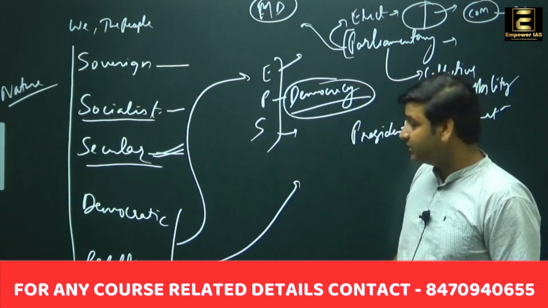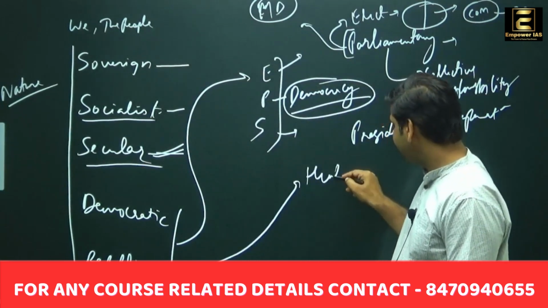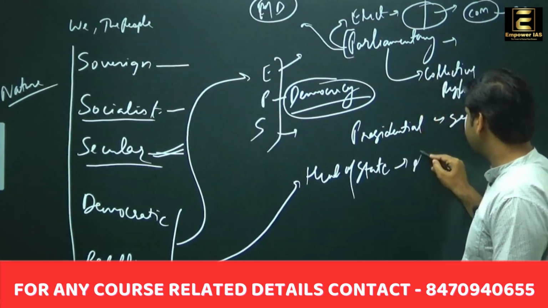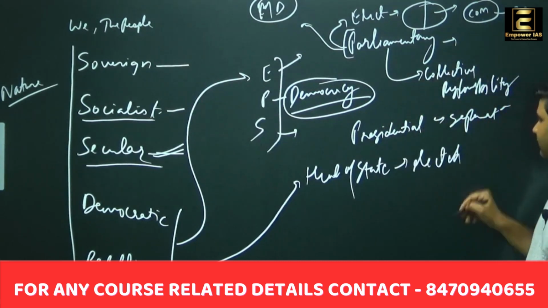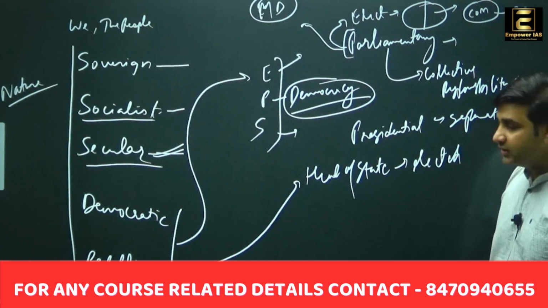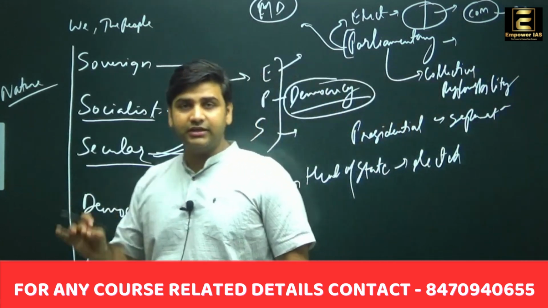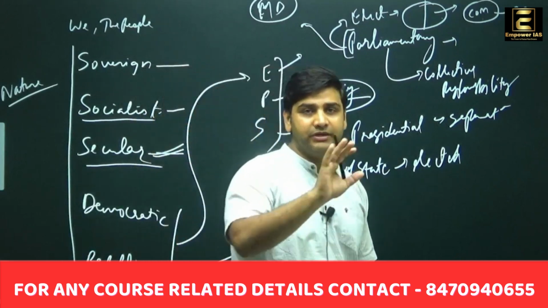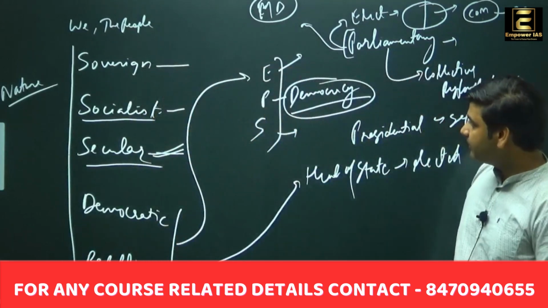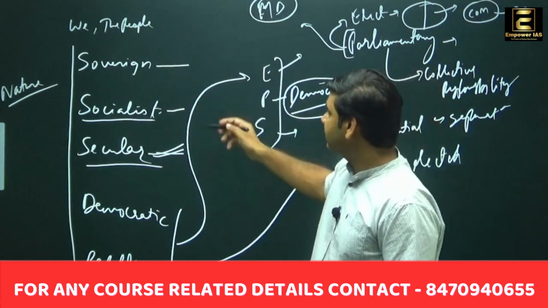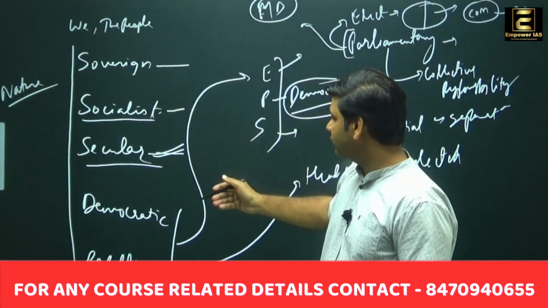Republic means the head of state is elected. The head of the state is not a person who is a hereditary king like in Great Britain. So I hope you understood the nature of the polity in India: sovereign, socialist, secular, democratic republic.